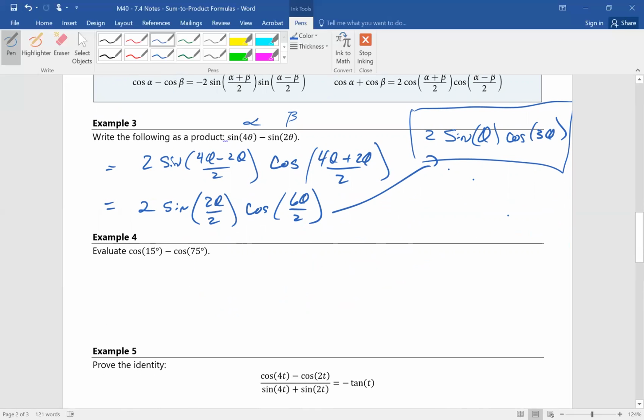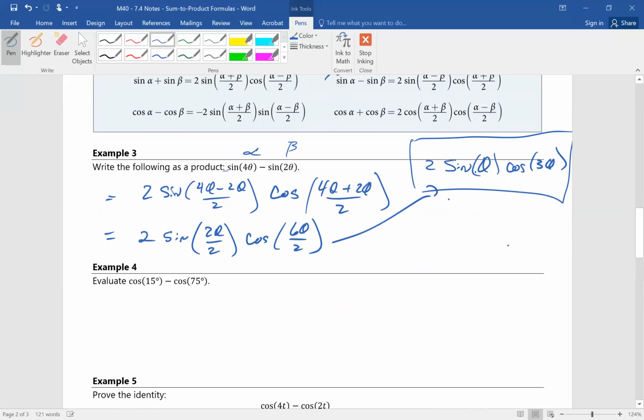Kind of cool, huh? So let's use something in degrees now. We did radians before on the last page. So evaluate cosine 15 degrees minus the cosine of 75 degrees. All right, I'm going to go up, identify my formula. This one. And then I'm just going to copy this. So that's going to be equals minus 2.